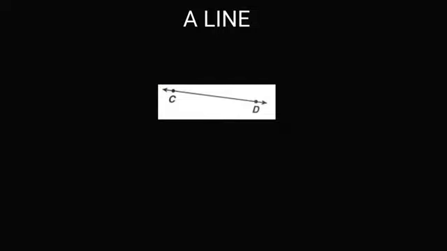So we read it as line CD or line DC, and this is how it's denoted. If you want to write it, you write it this way, line CD or line DC. The arrangement doesn't matter. Line DC. Okay, so that's how we write it, and that's how we read it, line CD or line DC.